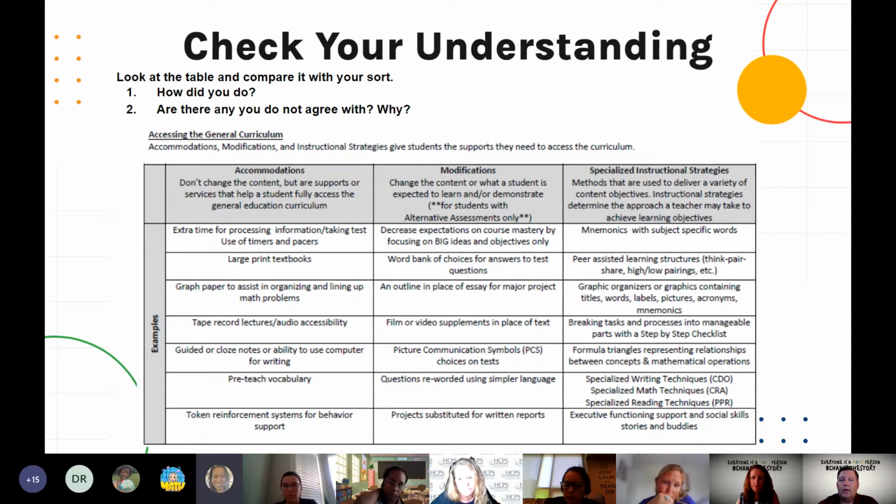Right. Great example. Would you put that in both areas then? Would you start out with that being specialized and later put it in as a modification? Absolutely. Yeah, I think so.